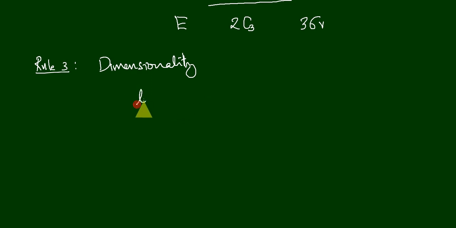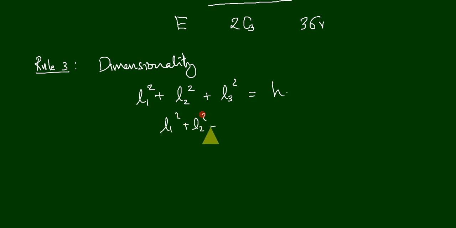the group. Let L1 be the dimension of the first irreducible representation gamma 1, L2 the dimension of the irreducible representation 2, and L3 the dimension of the irreducible representation 3. Then rule 3 says that L1 square plus L2 square plus L3 square will be equal to the order of the group, that is h, right? What is h in this case? 6, right? That is the order of the group.